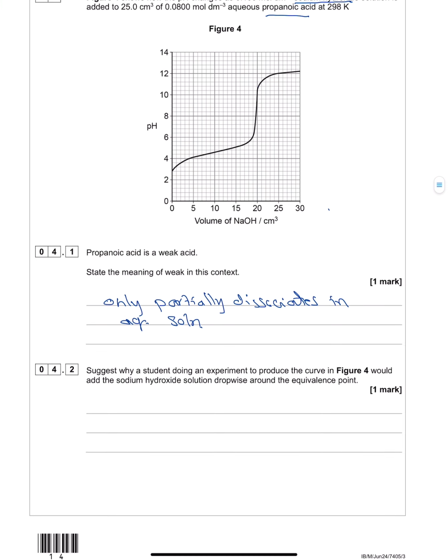Suggest why a student doing an experiment to produce this pH curve would add the sodium hydroxide solution dropwise around the equivalence point. So the equivalence point is basically the end point. You need to do this because the equivalence point is the half point of this vertical line, and as you can see, there is a large change in the pH with a very small addition of sodium hydroxide. So you need to add it really dropwise, and this is your answer: there's a large change in the pH with the small addition of sodium hydroxide.